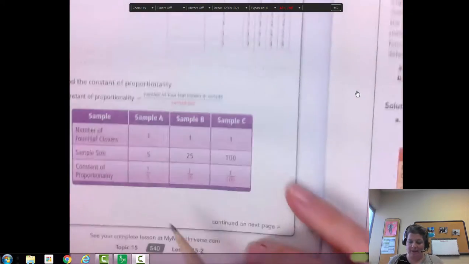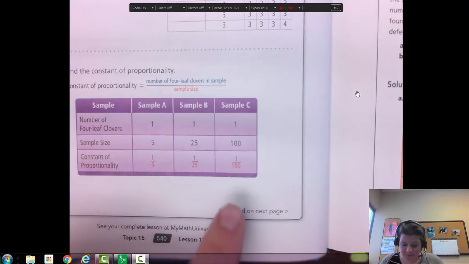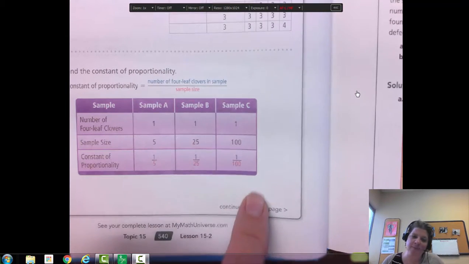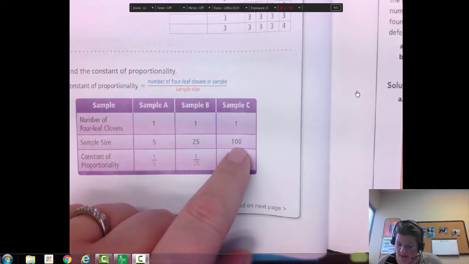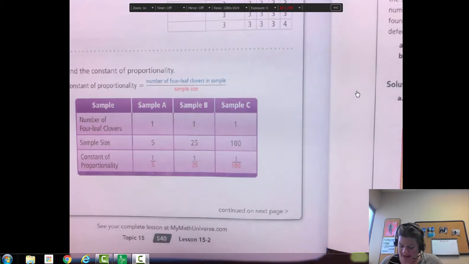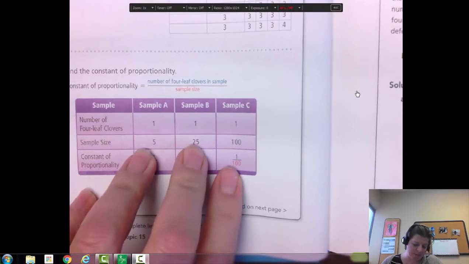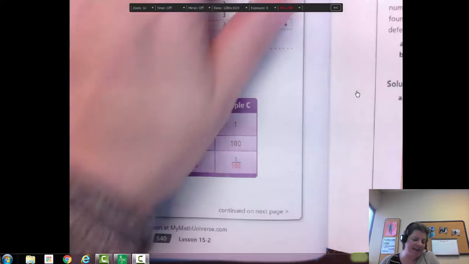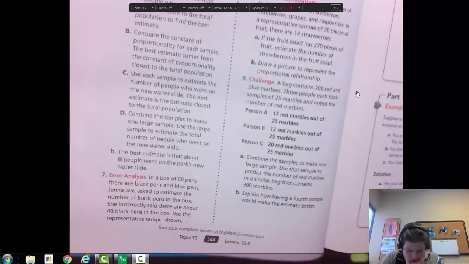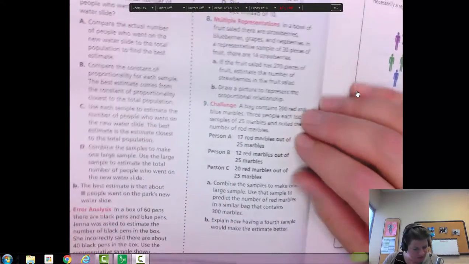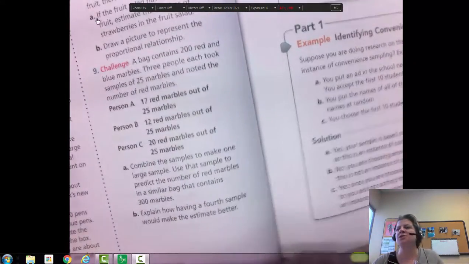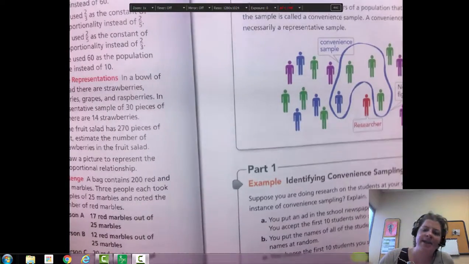What do we notice about that? Well, we notice that sample C had the most in their sample size. All right, so that's how I could compare 3 samples against an actual. I think that's going to answer the questions the most for this one. All right, let me know if you have more questions.